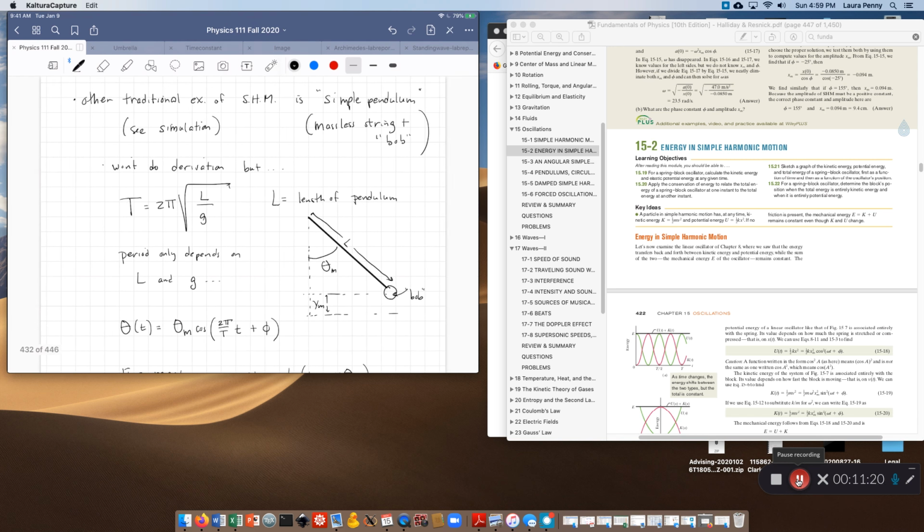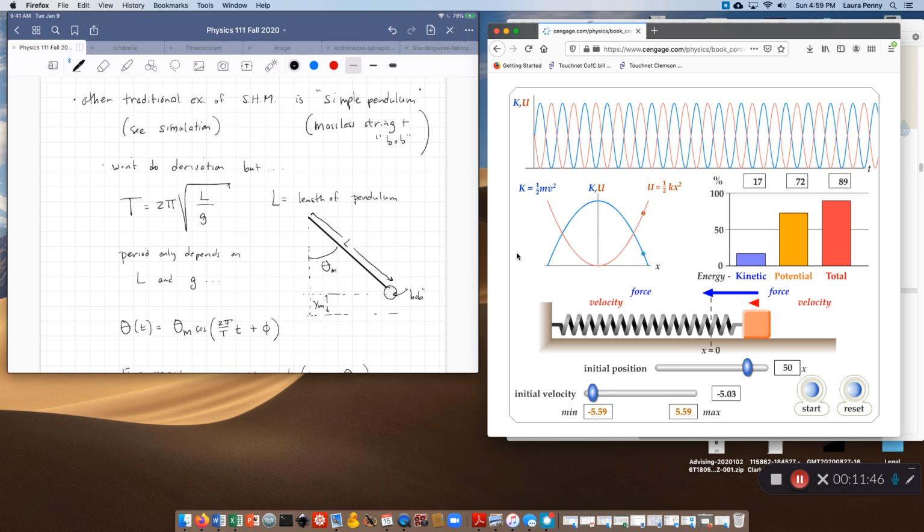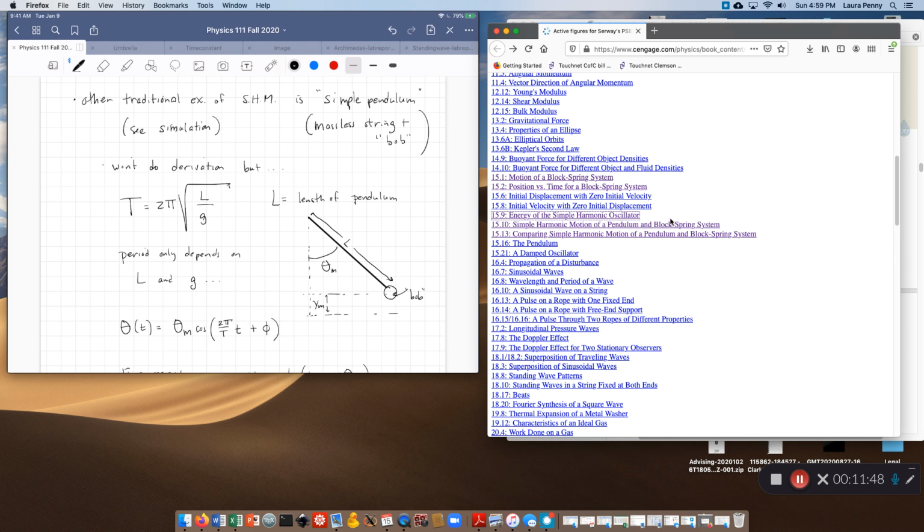All right. Another example of simple harmonic motion, another traditional example, is a simple pendulum. There's technically a difference between different types of pendulum. A simple pendulum is essentially just a string with some sort of mass at the end, which is often called a bob. There's also physical pendulums and conical pendulums and things like that as well, but this is a simple pendulum. And yeah, we can look at a simulation for this as well.